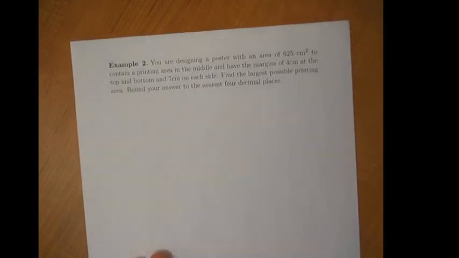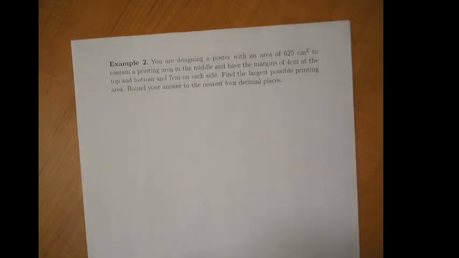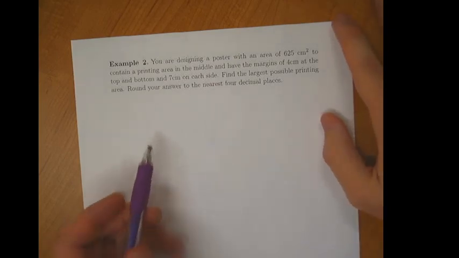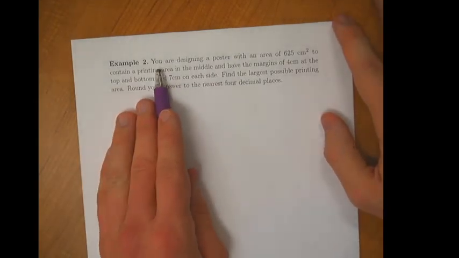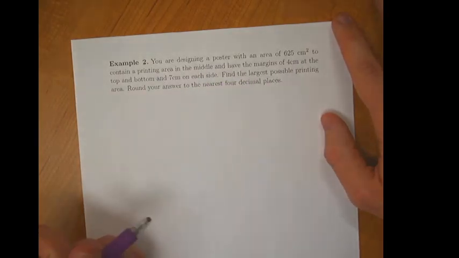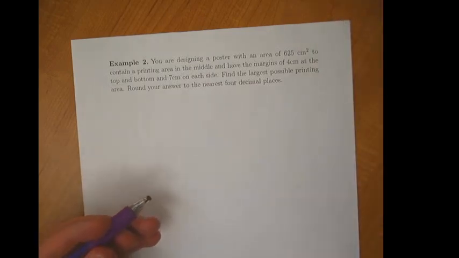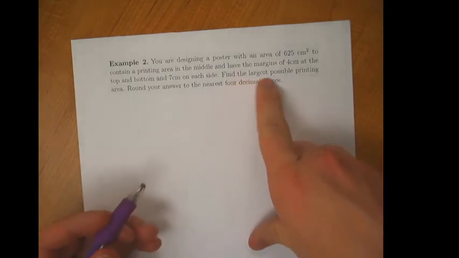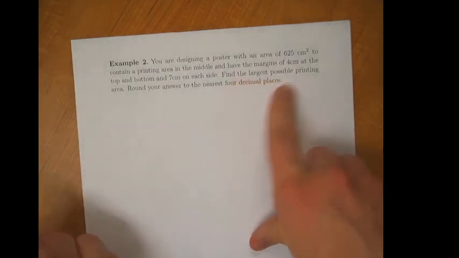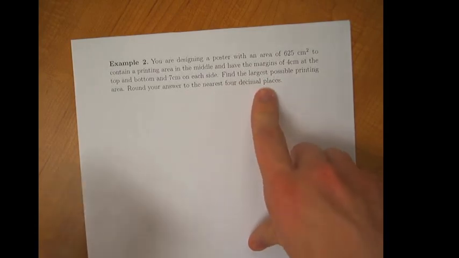This one's going to be a bit similar. We're still working with a rectangular object, but what we're going to be doing with it is a bit different. You're designing a poster with an area of 625 square centimeters to obtain a printing area in the middle and have margins of 4 centimeters at the top and bottom and 7 centimeters on each side. Find the largest possible printing area, rounded to 4 decimal places.